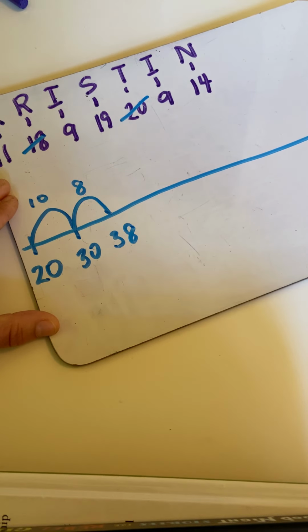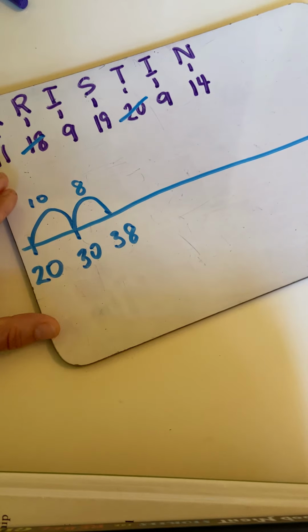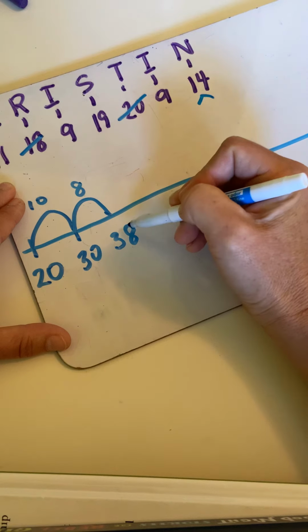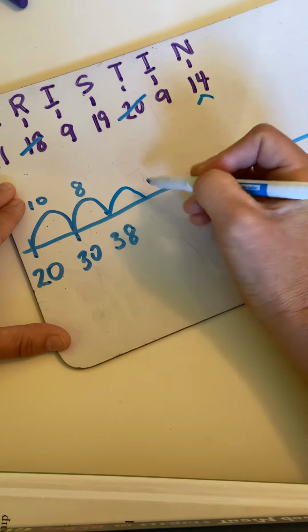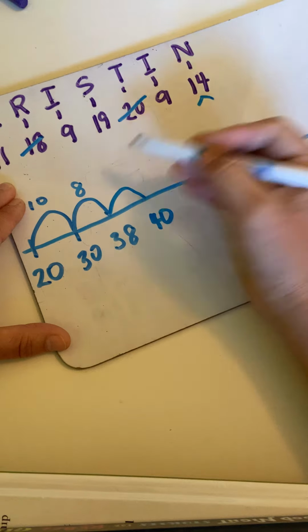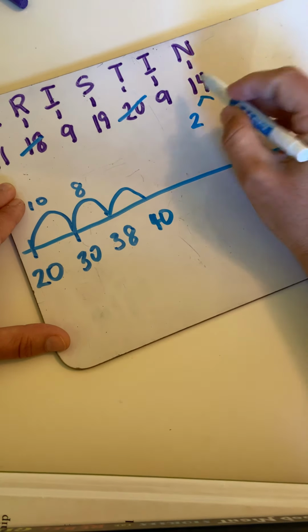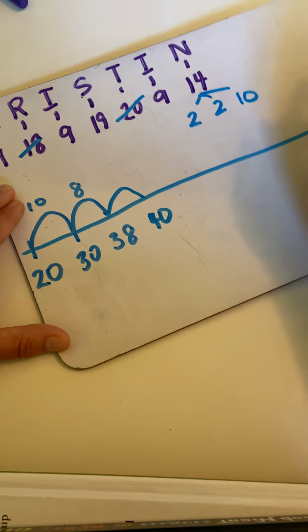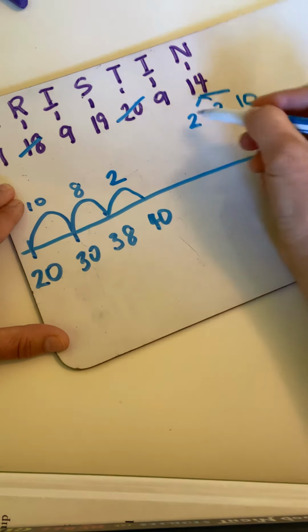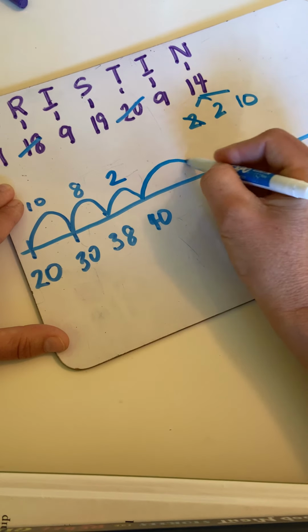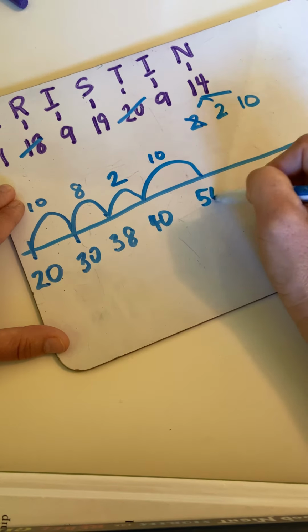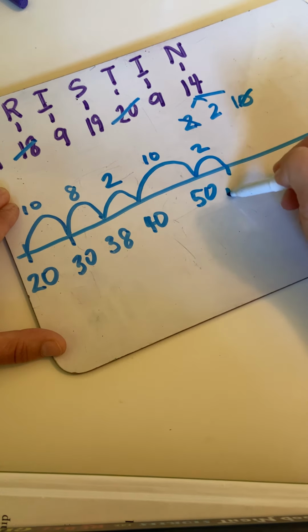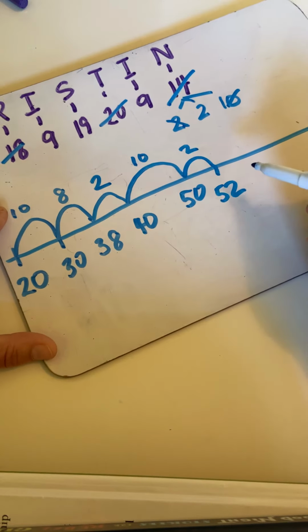Interesting. Let's see. I'm going to go ahead and add my 14 next. So I'm thinking about how much do I have to jump to get to 40? I have to jump 2. So I'm going to break this up into 2 and 2 and 10. So I'll jump my first 2 to get to 40. I'm going to jump 10 to get to 50. And then I'm going to jump 2 more to get to 52. So I've taken care of that.